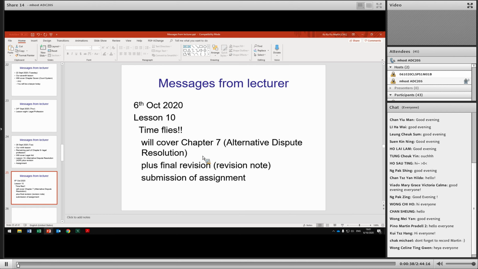Because this chapter is quite short, I think we don't need one lesson. Just one session, something. We can finish this chapter, and then we'll do some final revision. I think all of you have the revision note, and also we'll go through the assignment. Please be reminded to submit your assignment before the deadline.